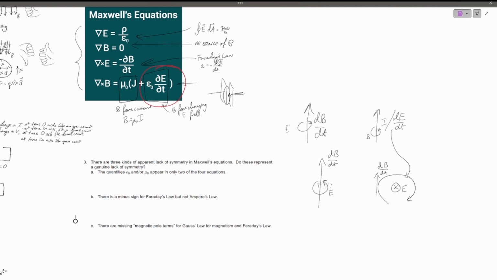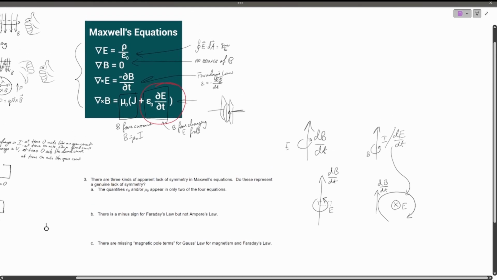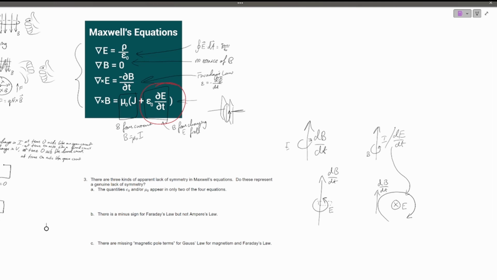Alright, then last one, missing magnetic pole terms for Gauss's law for magnetism and Faraday's law. So what is Gauss's law for magnetic pole terms? What is it even talking about? Is it saying for an isolated magnetic pole?